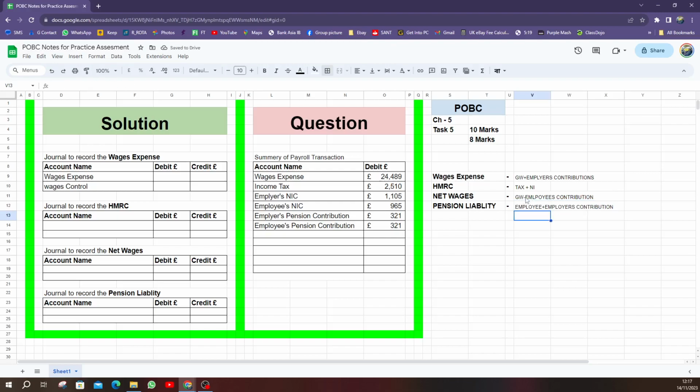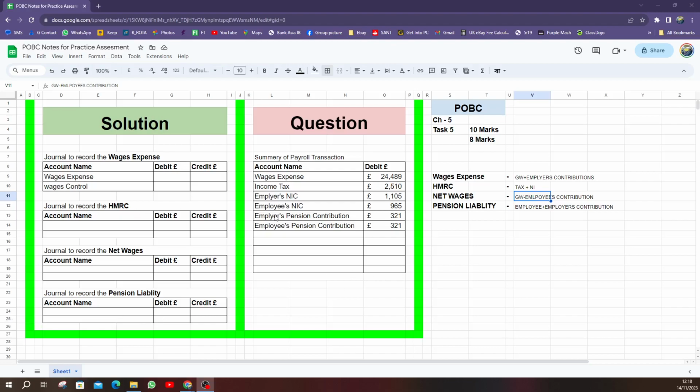So last thing in here, when we find out the net wages, we need to find out the gross wages here, but we don't have the gross wages here. So what is the gross wages? Which is wages expense minus employer's contribution. That will be our gross wages. So which means actually in here net wages will be wages expense minus all of this: income tax, employees' contribution, and employer contribution.